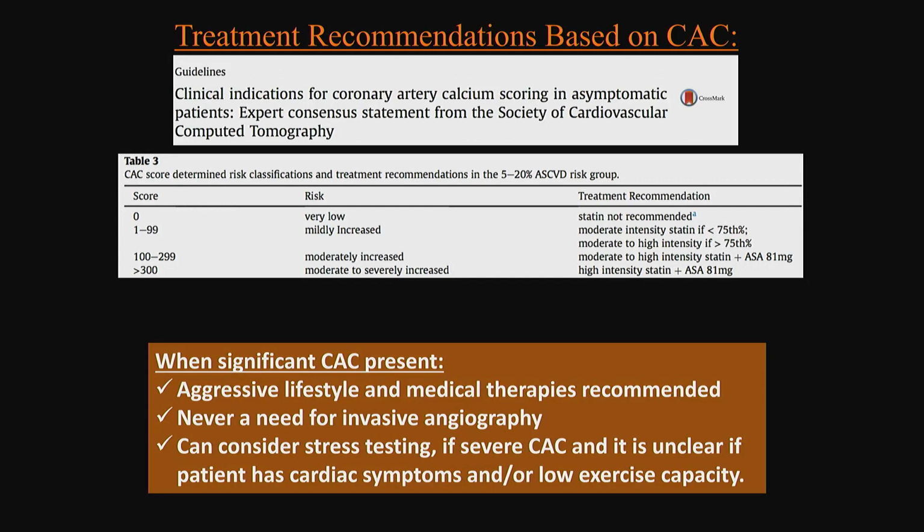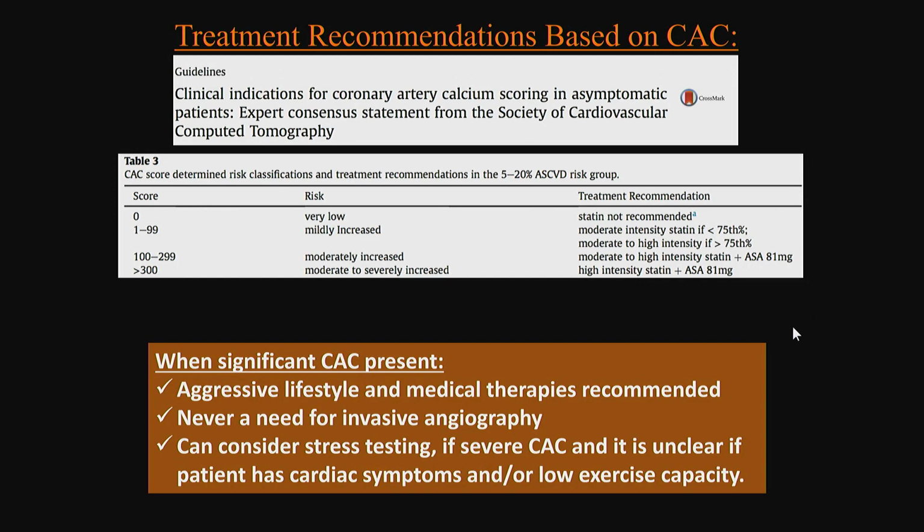Some people have criticized cases where a calcium score leads to an invasive angiogram, but these are asymptomatic individuals, and even when a severe amount of calcium is identified, most of these individuals actually do not need further testing, and nobody would ever need an invasive angiogram. One can consider a stress test if there is a severe amount of calcium and it is unclear if the patient has symptoms or not, or perhaps they have a low exercise capacity and they don't really push themselves, so it's hard to know if they're truly asymptomatic. But for the majority of patients, the focus should be on medical therapy, not just medications, but also lifestyle interventions.